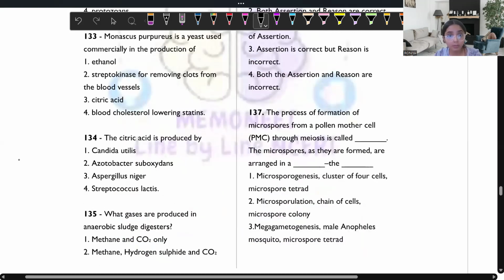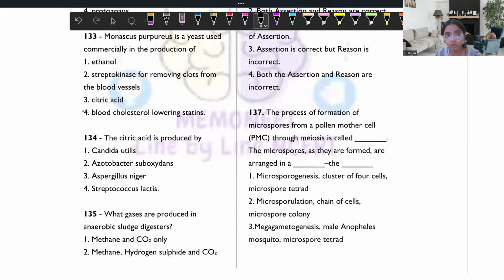133. Monascus purpureus is a yeast used commercially in production of, come on, it is very easy, blood cholesterol lowering statins. HMG coenzyme A inhibitors are known as blood cholesterol lowering agents, otherwise known as statins. Monascus purpureus is used in production of statins.